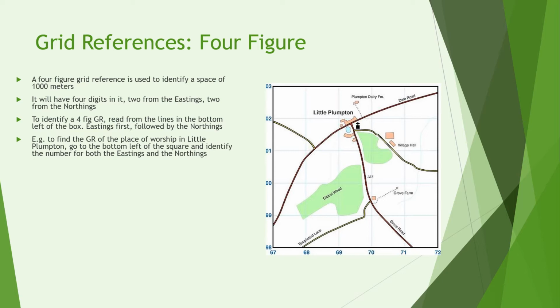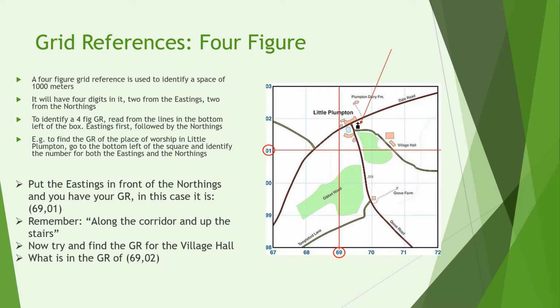We're going to try and find the 4-figure grid reference of the place of worship in Little Plumpton. You can see it there. First, go to the bottom left of the square and identify the number for both the eastings and northings. Looking at the bottom left, if we follow the vertical line down, it goes to 69, and the horizontal one leads to 01. We then put these numbers together, eastings in front of northings, and you have your grid reference. In this case, it's 6901. Remember, always along the corridor and up the stairs, not the other way around.